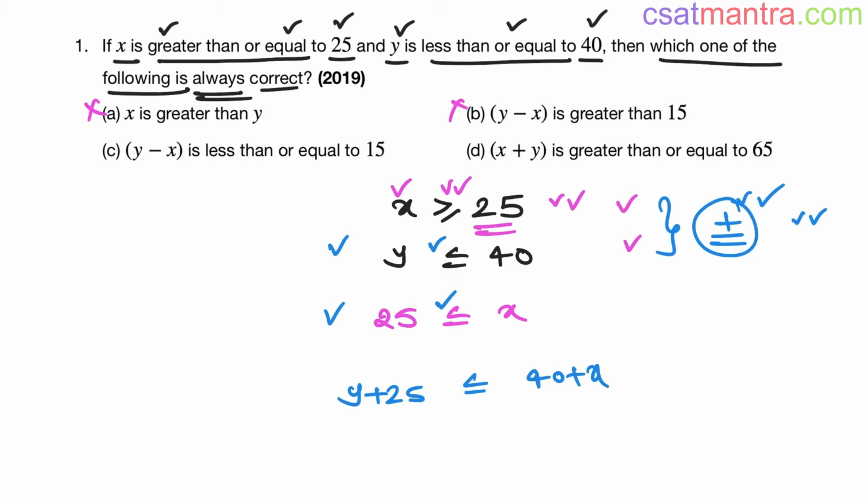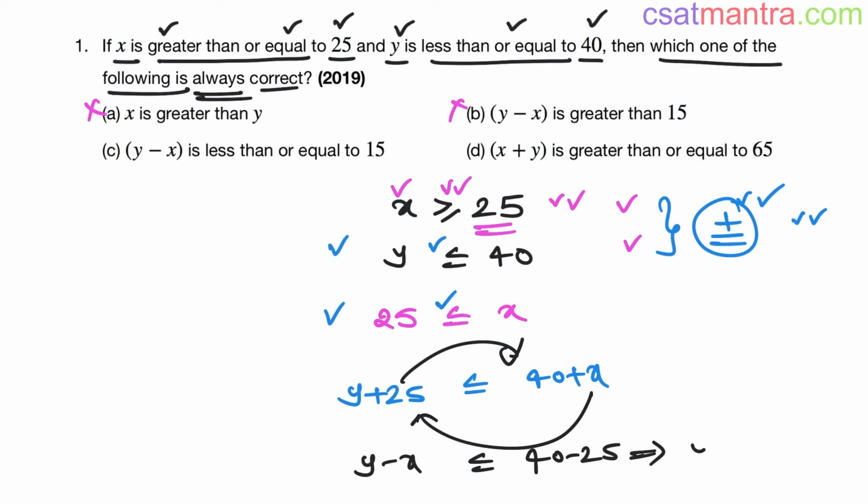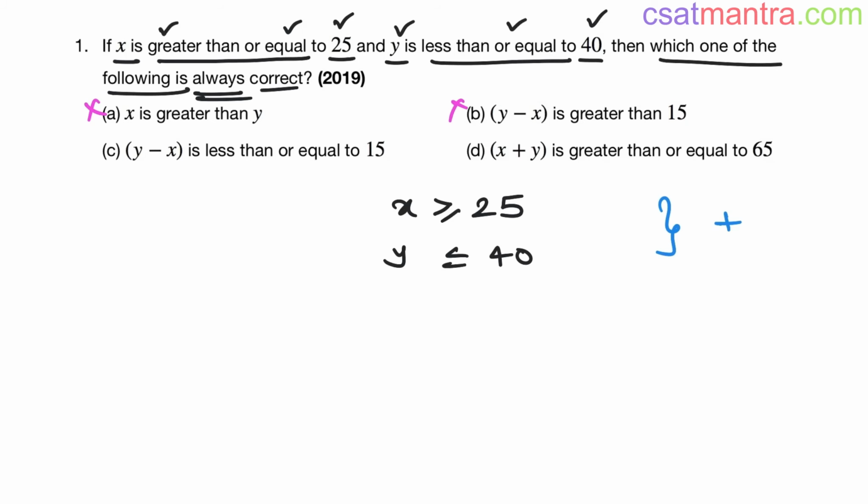Clear, right? Now bringing x this side, y minus x less than or equal to 40 minus 25. Now this implies y minus x less than or equal to 15. So y minus x is less than or equal to 15, my friends. So our answer is C. We got the answer to this problem by adding 2 inequalities, my friends.